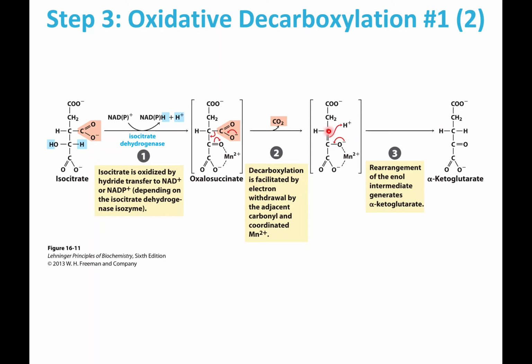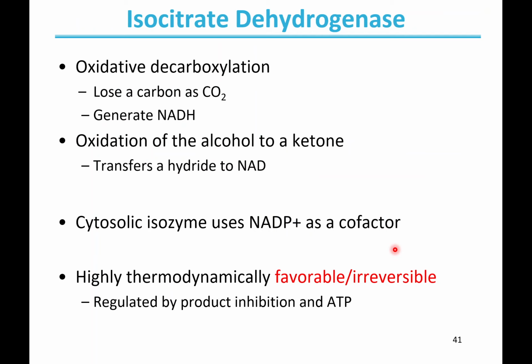That happens, and you get an enol intermediate, which then can be rearranged to form what's known as alpha-ketoglutarate. Okay, so this is step 3, the first oxidative decarboxylation catalyzed by the enzyme isocitrate dehydrogenase. We're taking isocitrate and producing alpha-ketoglutarate, which you can sometimes see abbreviated as alpha-KG. Again, first oxidative decarboxylation: lose a carbon as CO2, and you generate an NADH.